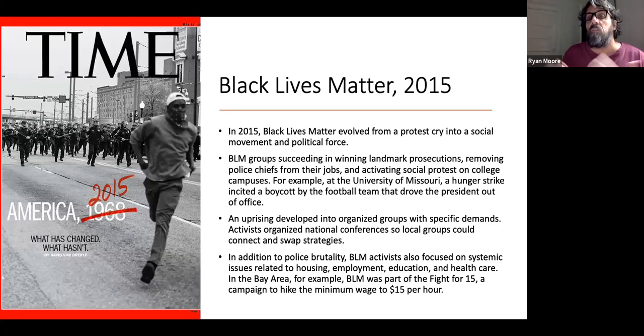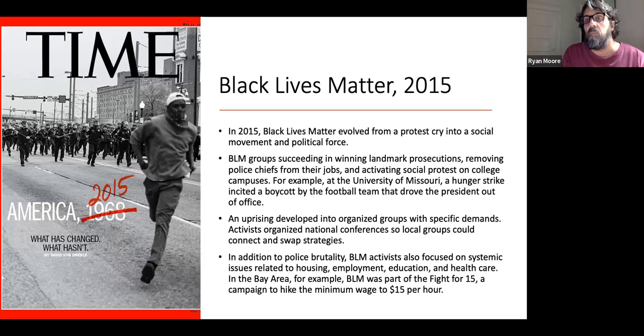And there's a real confluence happening. It's really happening now as a social movement, not just a thing that's online, that people are connected through the internet, but now a thing where people are more and more connecting face to face. In response to police brutality, Black Lives Matter activists also focused on systemic issues related to housing, employment, education, and healthcare. So, for example, in the Bay Area, BLM has been part of the Fight for 15, the campaign to hike the minimum wage to $15 an hour.